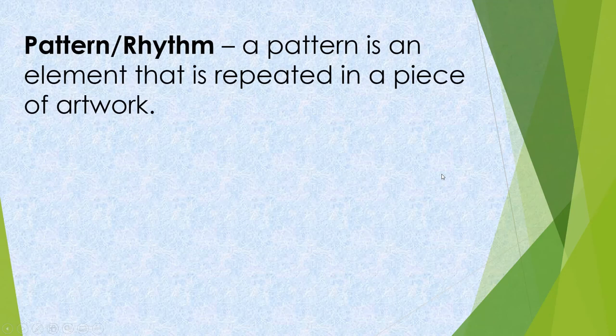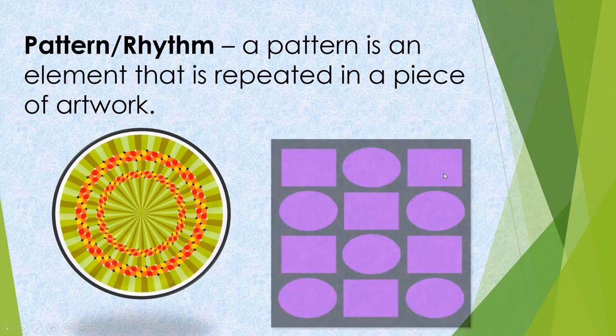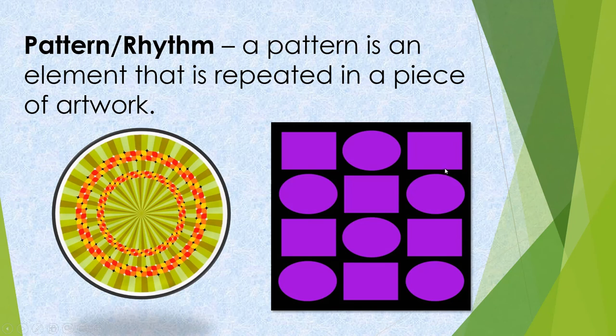And now, about pattern or rhythm. A pattern is an element that is repeated in a piece of artwork. As you can see here, there is a pattern. It looks illusional, right? It looks like illusion art. But in this part, there is a pattern of rectangle, oblong, rectangle, oblong, rectangle, oblong. So there is a pattern or rhythm. This is one of the elements of art, which is pattern and rhythm.